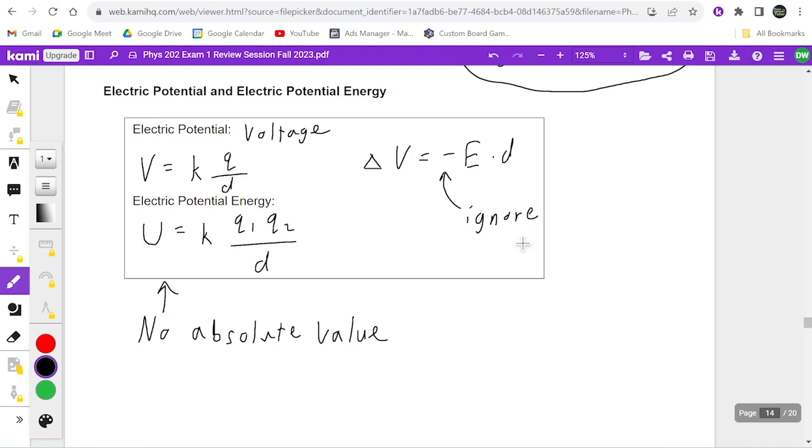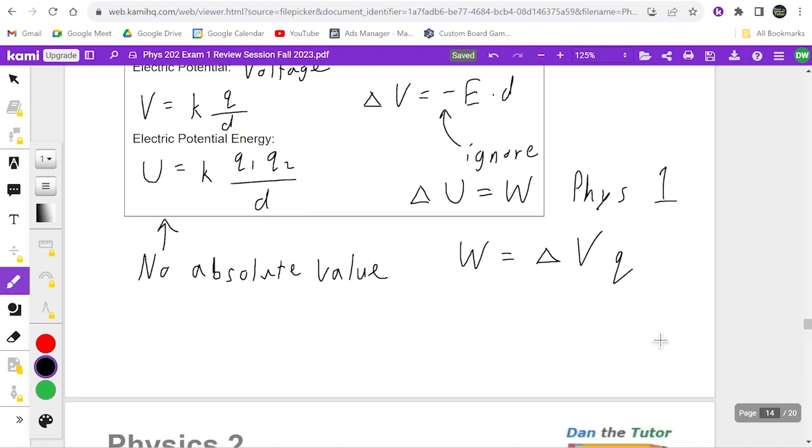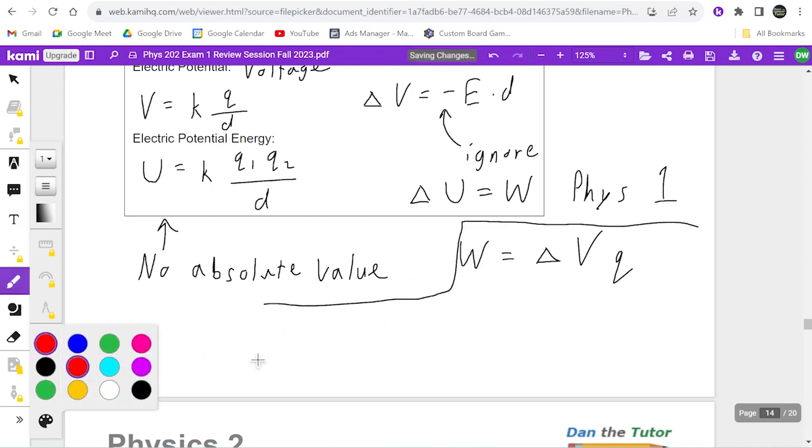The other equation I need to give you, this is another one that has to do with energy. Change in energy equals work. This is from Physics 1. And because of that, or maybe not because of that, we have a cool equation. The work or the change in energy, whatever you want to call it, is equal to the change in voltage times the charge. And by the way, this one has a weird convention for the positive and negative. I'm talking only about the work for this part.